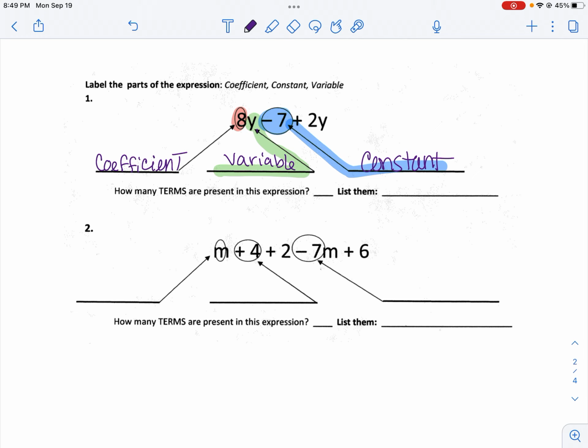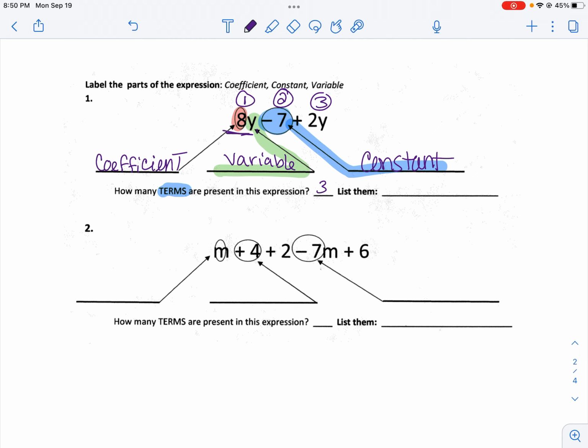It's asking next how many terms are present in this expression. Well, each term is separated by addition and subtraction. So I see one term here, the second term is in the middle, and the third term at the end. So there are 3 terms, 8y, -7, and 2y.